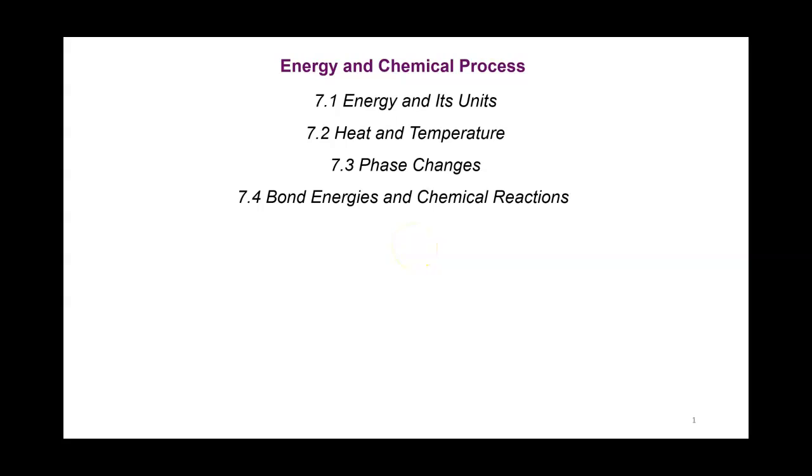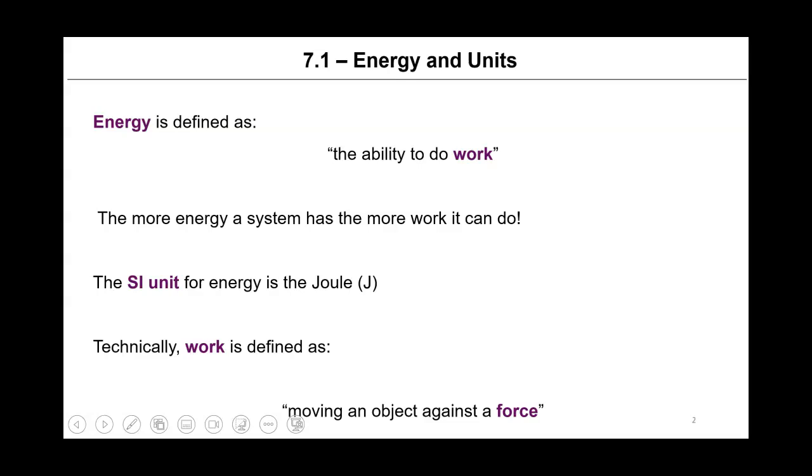Chapter 7 is concerned with energy and chemical processes. We begin Chapter 7 by discussing what we mean by energy and also the units that are used to measure the amount of energy. So energy is defined as the ability to do work. Essentially, the more energy a system has, the more work it can do.